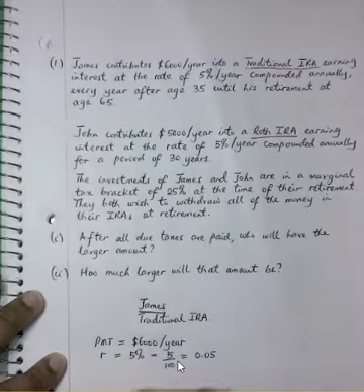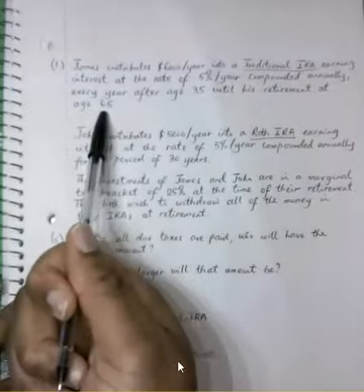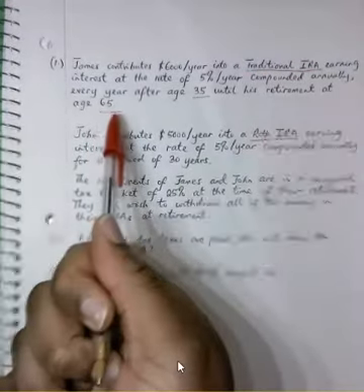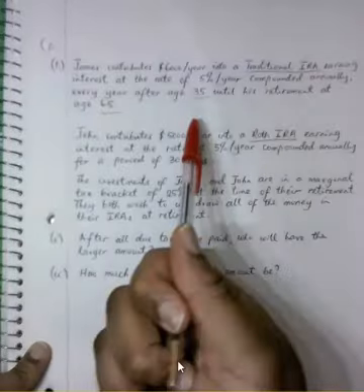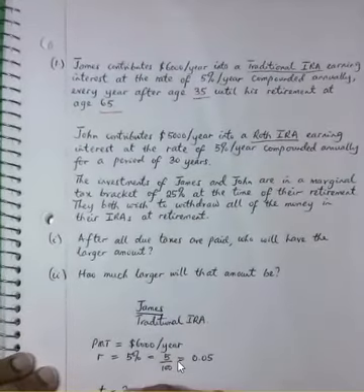The time, what's the time? He started contributing from age 35 until he retires at 65. So from age 35 to 65, the time is 30 years.